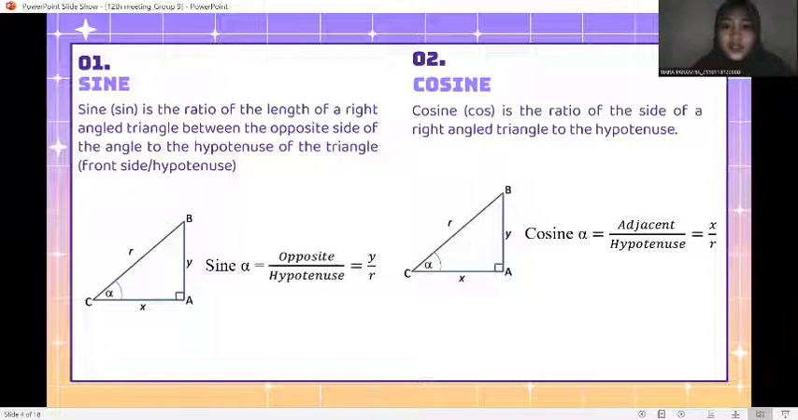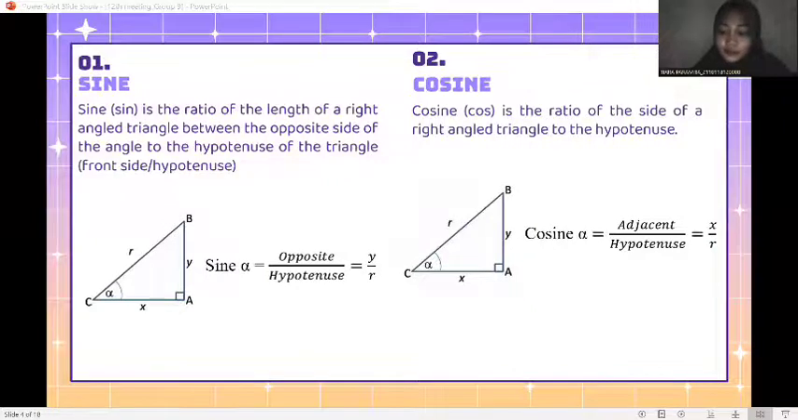Vocabulary 2 is cosine. Cosine or cos is the ratio of the adjacent side of a right angle triangle to the hypotenuse. Example, from the picture here, alpha is in here in triangle ABC. The side here, the hypotenuse, is r, the side here, the opposite, is y, and the side here, the adjacent, is x. So cosine alpha equals adjacent divided by hypotenuse, so x divided by r.